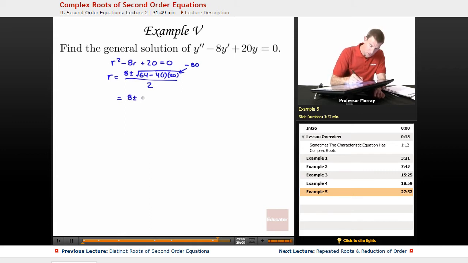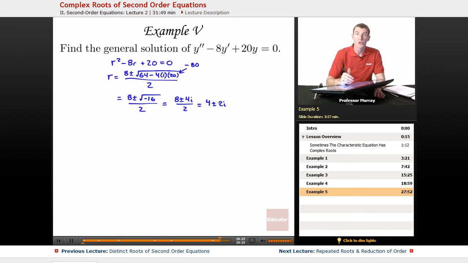8 plus or minus the square root of 64 minus 80, which is negative 16, so we get a negative 16 under the radical, over 2. Now the square root of negative 16 is imaginary. That's 8 plus or minus 4i over 2. And that simplifies down to 4 plus or minus 2i. So as usual, the complex roots come in conjugate pairs.